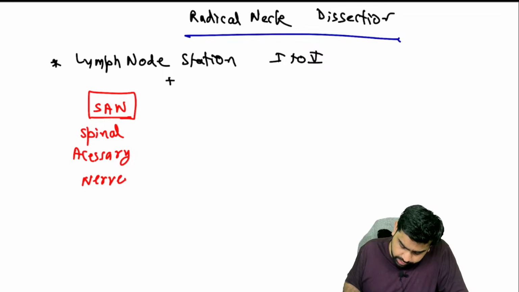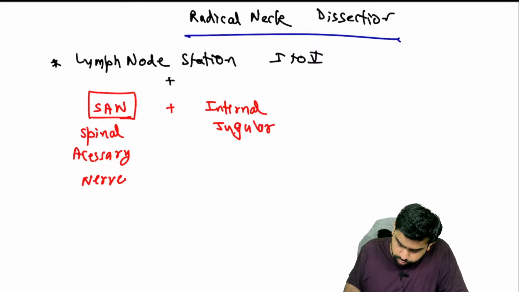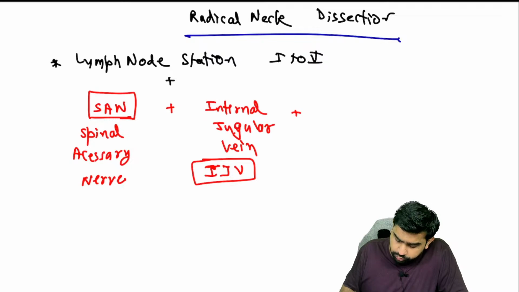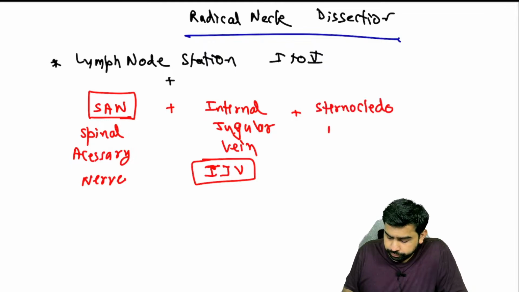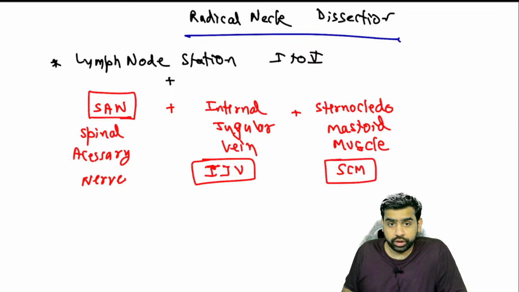Along with this, what do you remove? You remove the internal jugular vein, which is your IJV. Okay, along with this, what else do you remove? You remove the spinal accessory nerve, the internal jugular vein, and the sternocleidomastoid muscle. So these are the three things which you basically remove in the radical neck dissection.